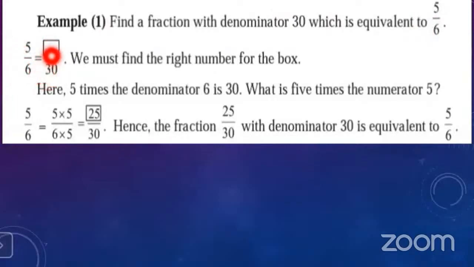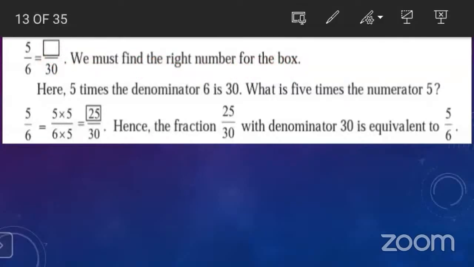So we have to find out which number we have to write here as a numerator. Okay, so we must find the right number for the box. Now look at here. What is written? 5 upon 6 is equal to, here is given the empty box, upon, here is given 30.